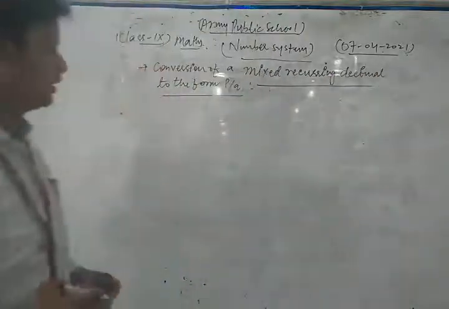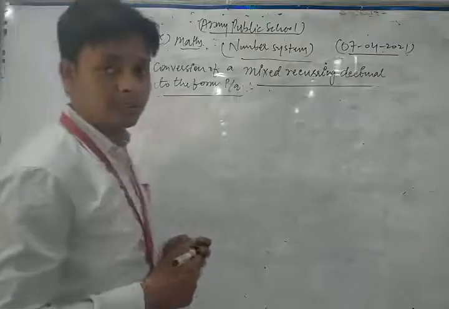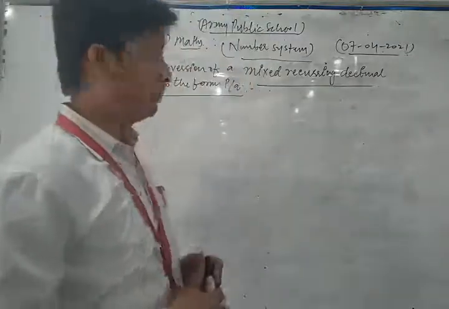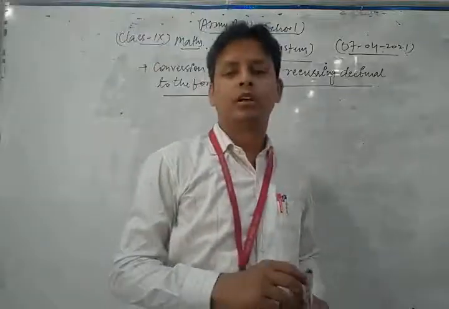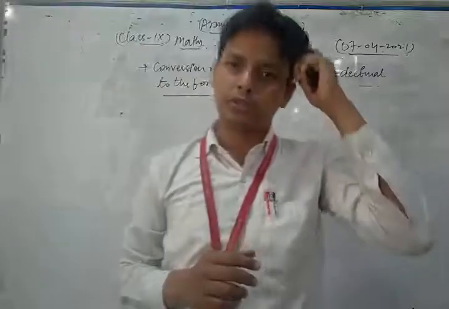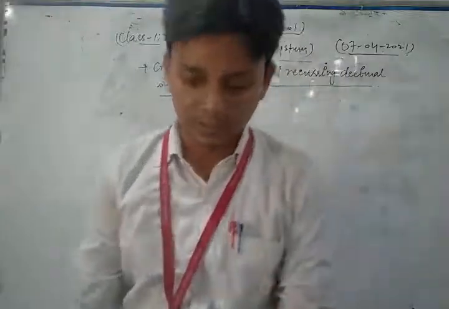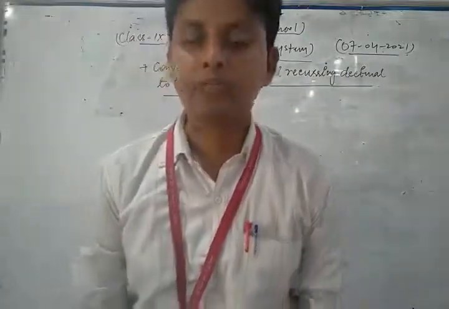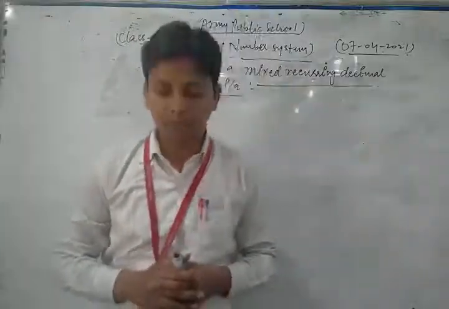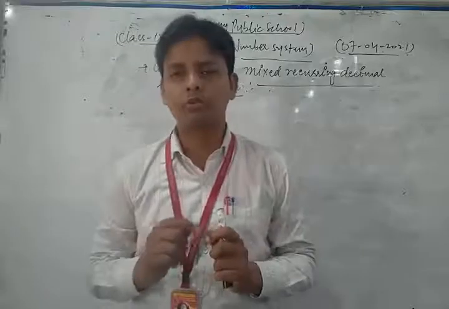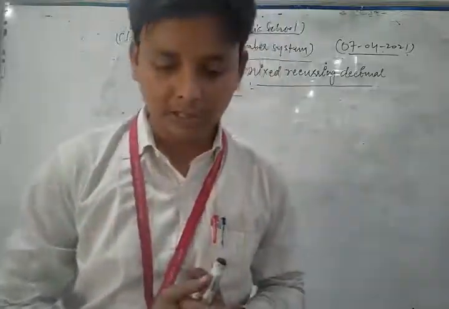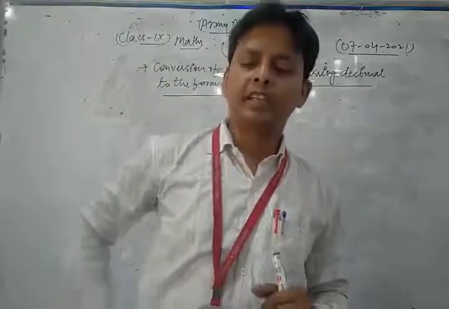In that topic, we are going to discuss the conversion of a mixed recurring decimal into the form of p upon q. Dear friends, in converting that type of question, we follow some steps. Please read and listen carefully. In order to convert a mixed recurring decimal to the form of p upon q, we follow these steps. In the first step, obtain the mixed recurring decimal and write it equal to x.